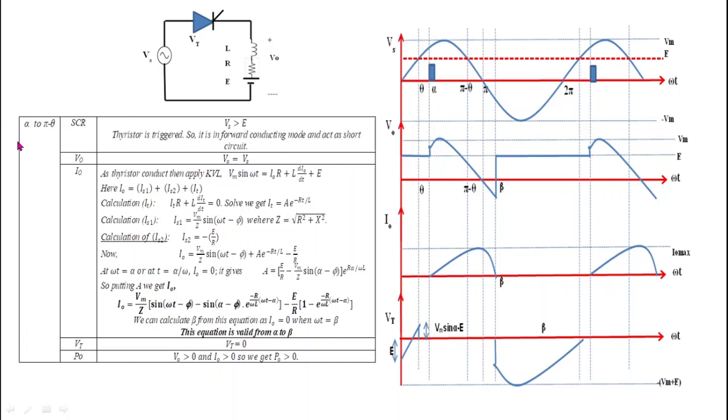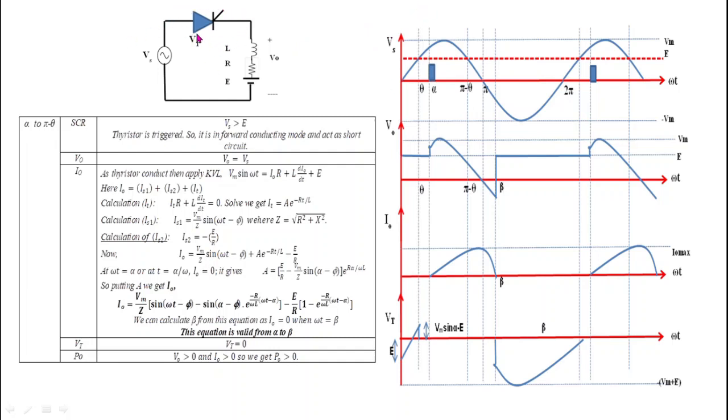And we know that from alpha to pi minus theta, the anode to cathode voltage of the thyristor is greater than 0. Why is it greater than 0? Because during this period, the waveform of the source voltage lies over this EMF E. That's why Vt, which equals Vs minus E, is positive. So the thyristor is forward biased and is triggered.